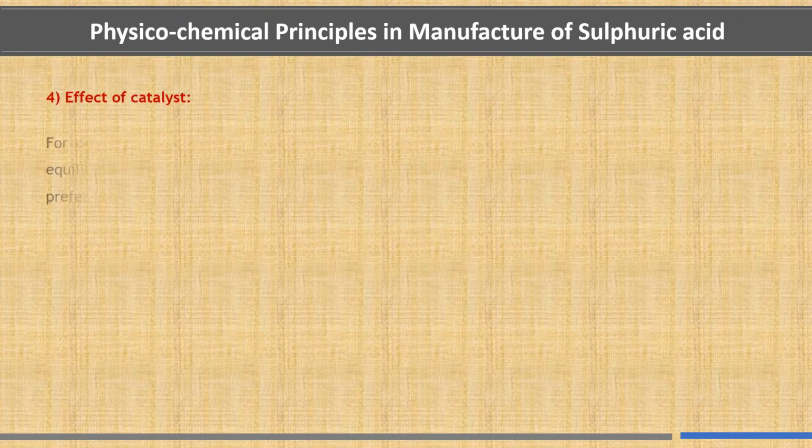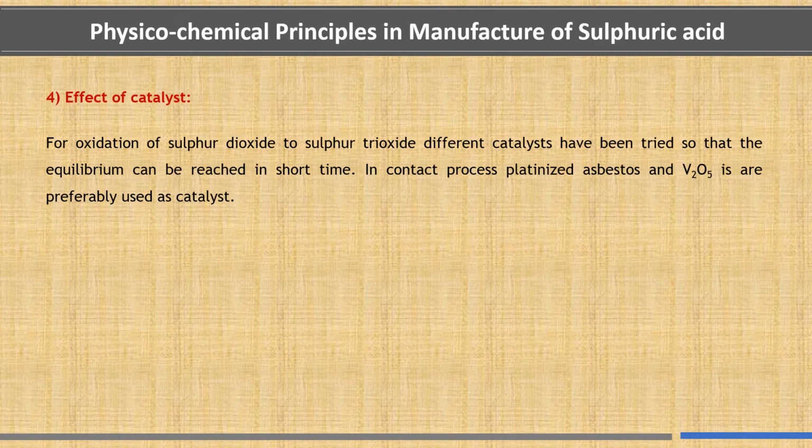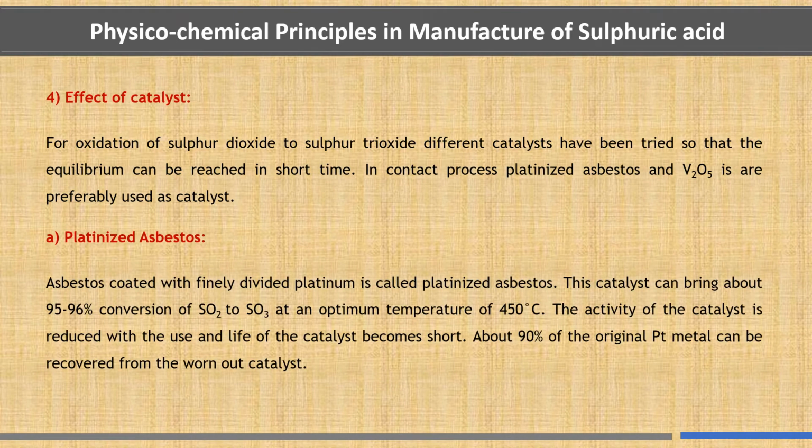Effect of catalyst. For oxidation of SO2, that is sulfur dioxide, to SO3, that is sulfur trioxide, different catalysts have been tried so that the equilibrium can be reached in a short time. In the contact process, platinized asbestos and V2O5, that is vanadium pentoxide, are preferably used as catalysts. Let us consider platinized asbestos. Asbestos coated with finely divided platinum is called platinized asbestos.